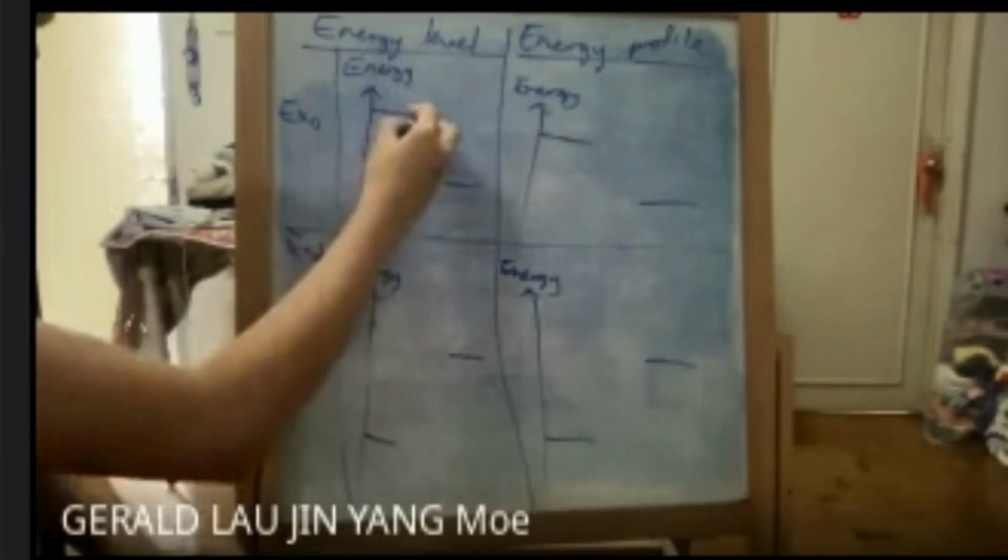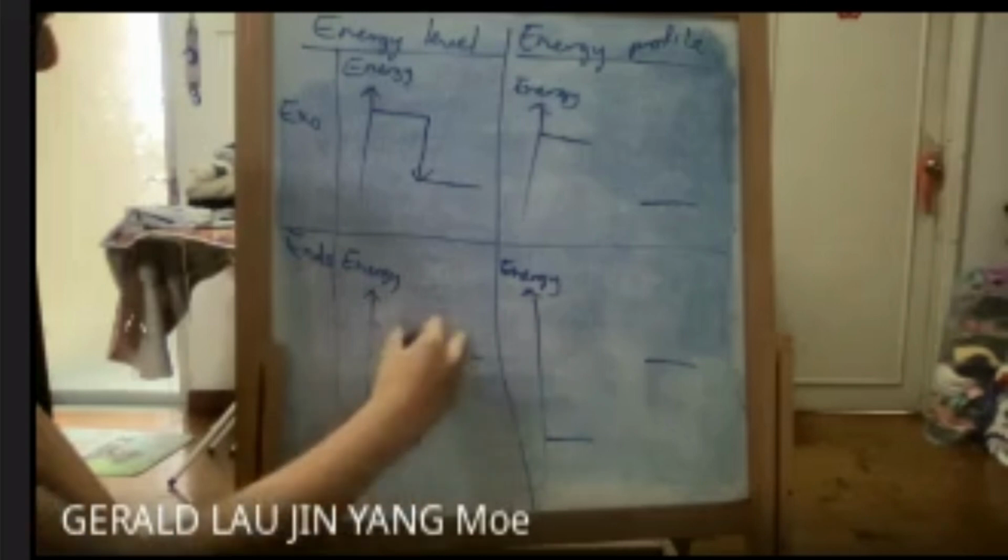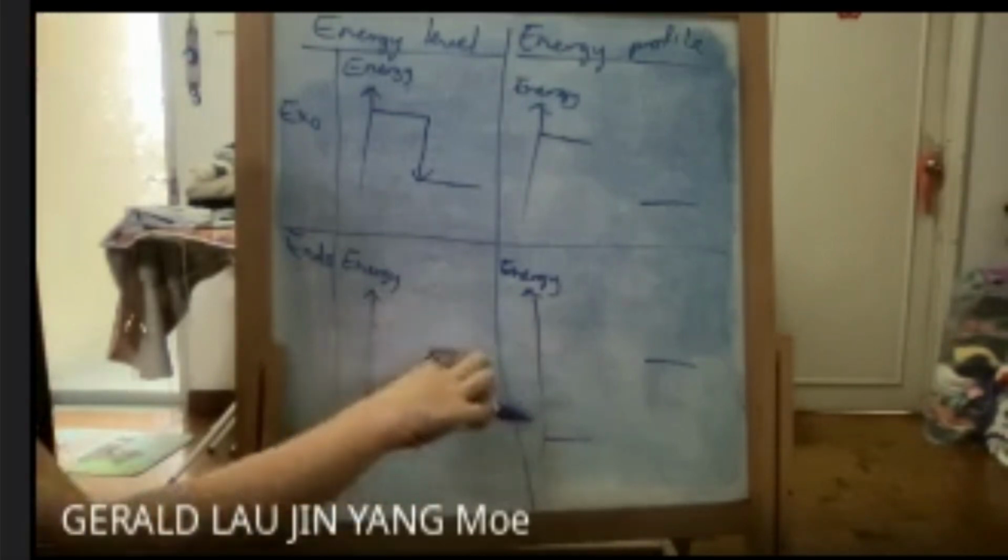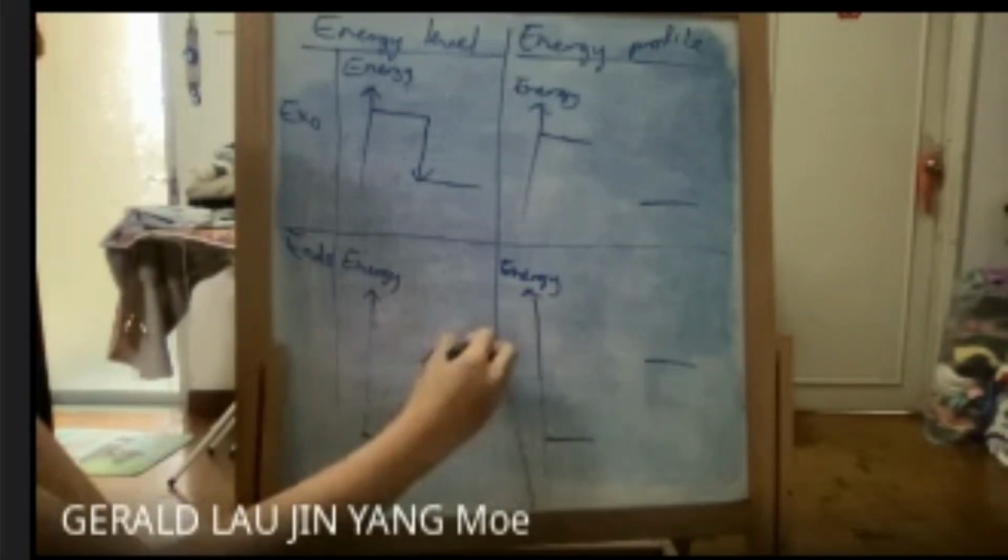What is the difference between level and profile? Level is like a staircase, right? One step, two step, three step, the level. So it will form a direct arrow, like a staircase, then horizontal like that. So remember to draw the arrow. Remember to draw the arrow.